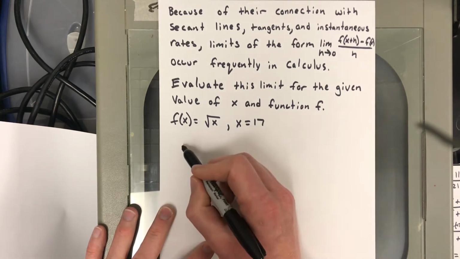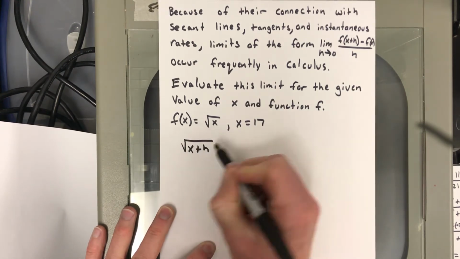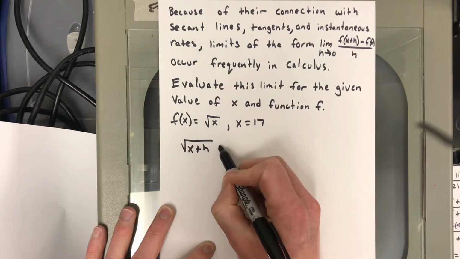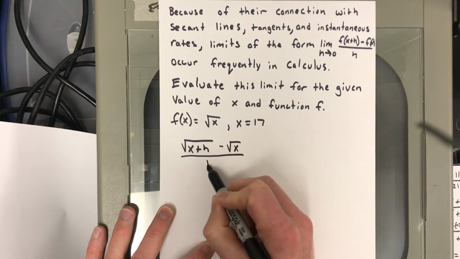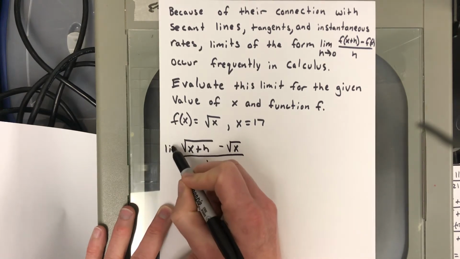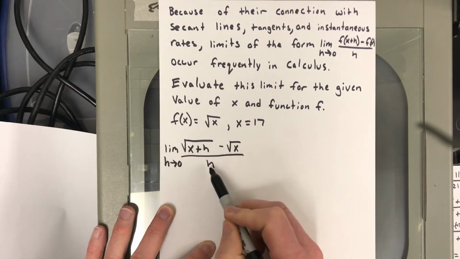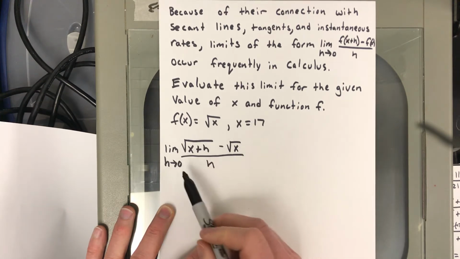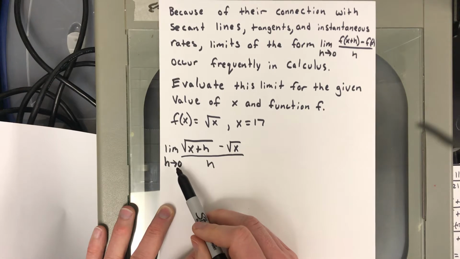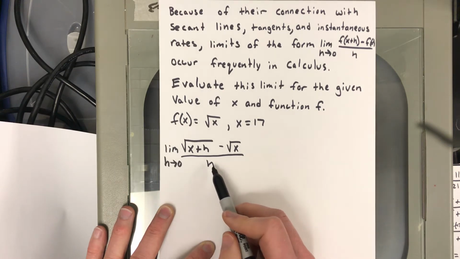So I'm going to say that the square root of x plus h minus square root of x over h, and I'm going to say that this is the limit as h approaches 0. And remember, I'm trying to take the limit of this while using the x value here because it says x equals 17. Well, if I try to take the limit right now, I'm going to put 0 in, and I'm going to have a division by 0, which is undefined, so I can't actually find the limit yet.